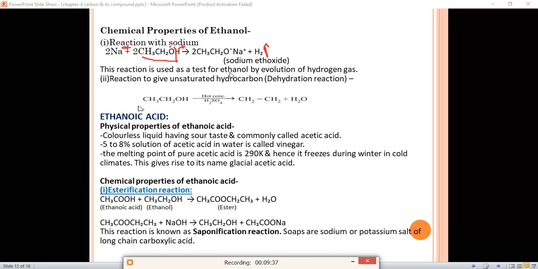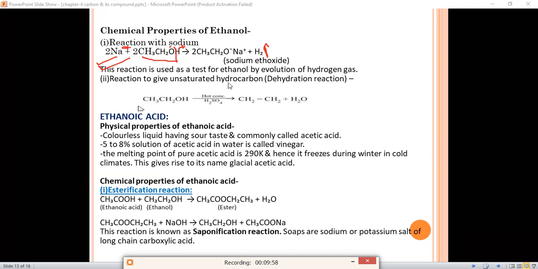This reaction is used as a test for ethanol by evolution of hydrogen gas. If we react this compound with sodium and hydrogen gas is evolved, then we can conclude that it is ethanol.